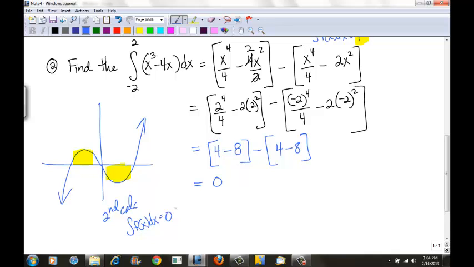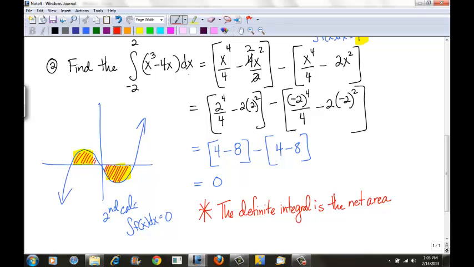The reason it's 0 is because the definite integral is giving you the net area. Okay, so star that, highlight it. The definite integral is the net area. So the part above the x-axis, this part would actually be positive because it's above the x-axis, and they are symmetrical. So this part's below the x-axis. So when it figures the net area, the definite integral, it gives you 0.